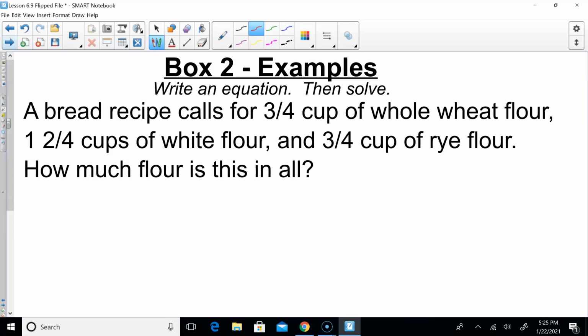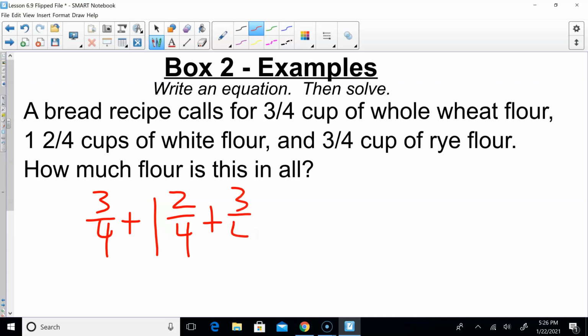So a bread recipe calls for 3/4 cups of whole wheat flour. So that's my first number. So I have 3/4 plus 1 2/4 cups of white flour. And 3/4 cups of rye flour. So plus 3/4 equals, we'll go with how much flour. So we'll go for an F for flour.